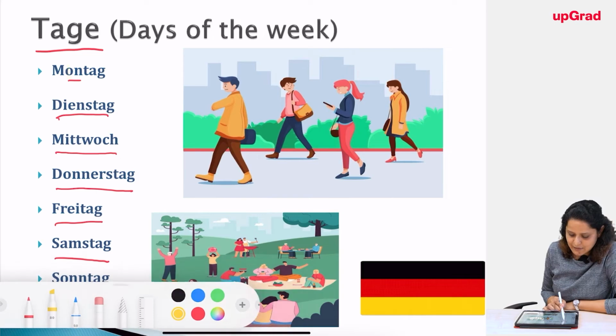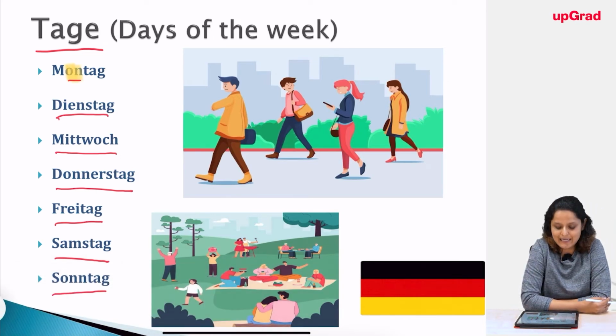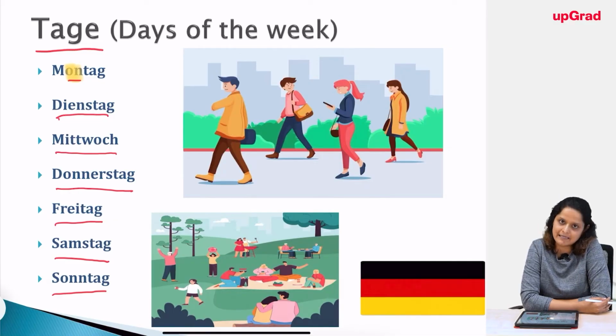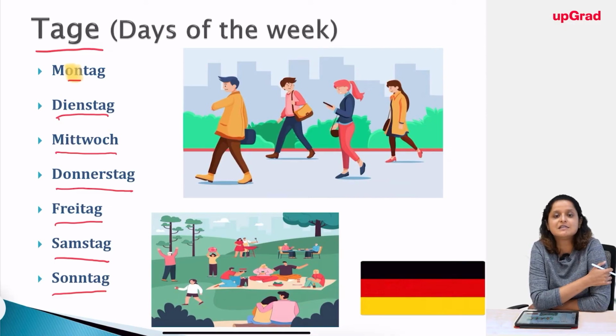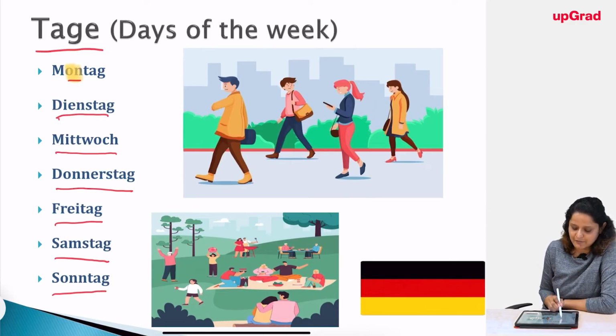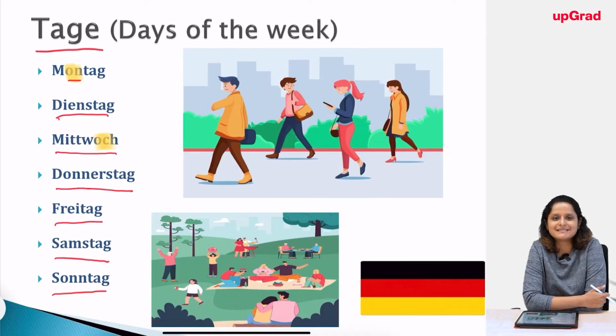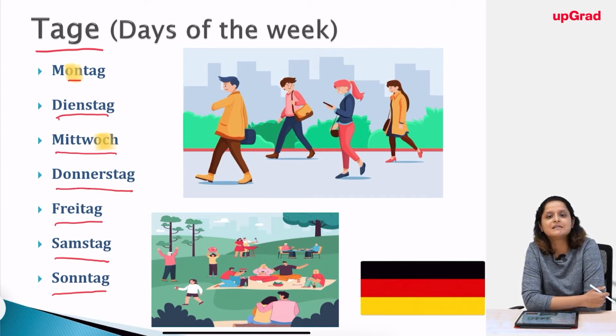So first let's start with Montag. If you can see, the spelling has O and single N. So the pronunciation here is short. It is Montag. The next peculiar pronunciation that we must observe is the pronunciation of Mittwoch. If you see the sound here, C-H becomes K. So the sound here is Mittwoch.